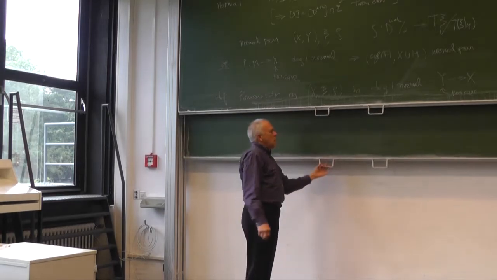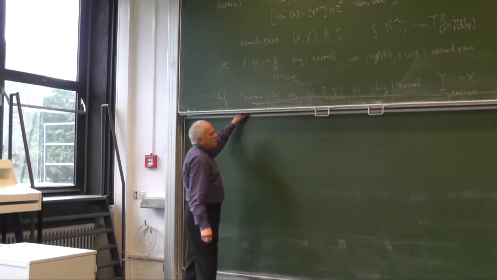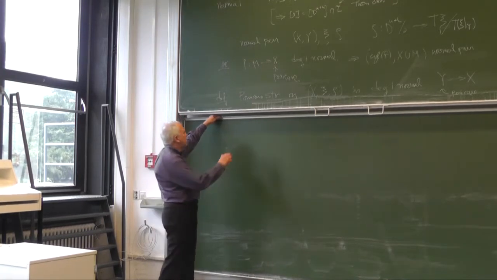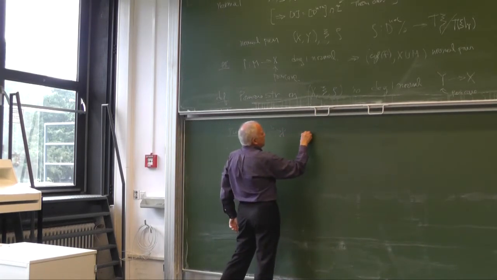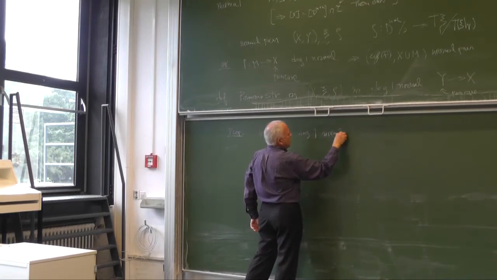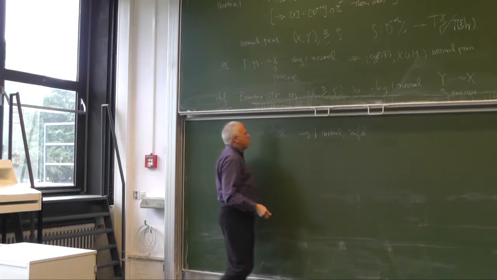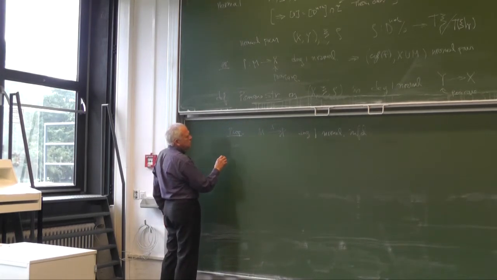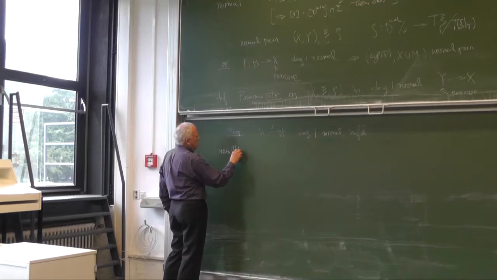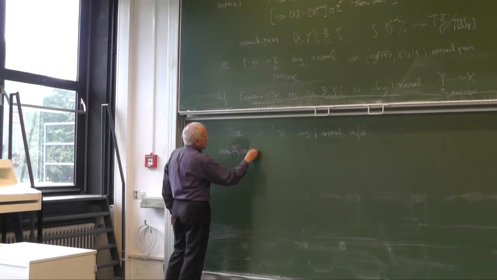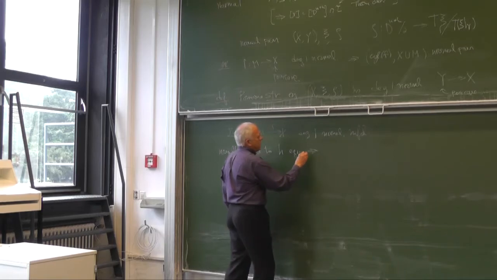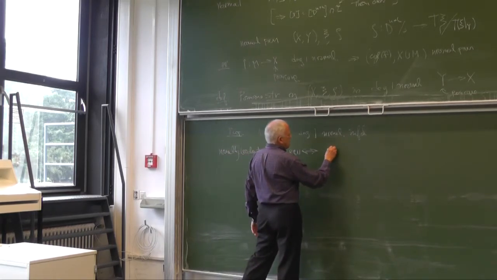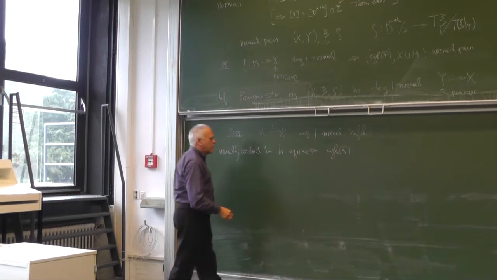Okay, so now we show that this really does capture the manifold situation. So the proposition: if (M, f, X) is a degree 1 normal map for manifolds, then it's normally cobordant to a homotopy equivalence if and only if the cylinder has a Poincaré structure, rel boundary.